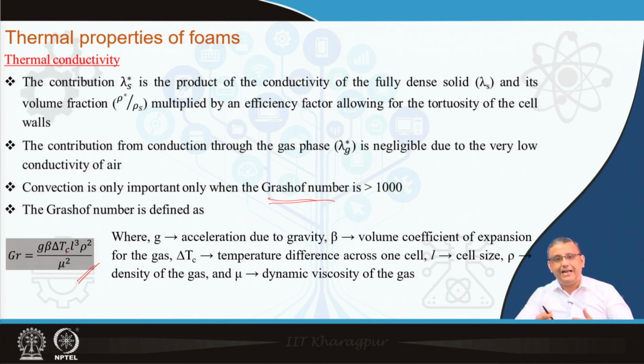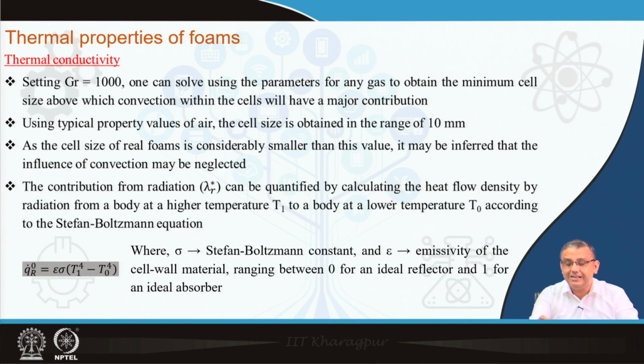Now, if we assume that this Grashof number is 1000, because 1000 is the critical value, if the value is more than 1000, then convection will play an important role. If the value is less than 1000, then convection does not play an important role. So, if we set the Grashof number equal to 1000 and solve this expression for the known constants, we see that we need to have the cell size typically in the range of 10 millimeter, and only if the cell size is so large will convection in the gas phase play a big role.